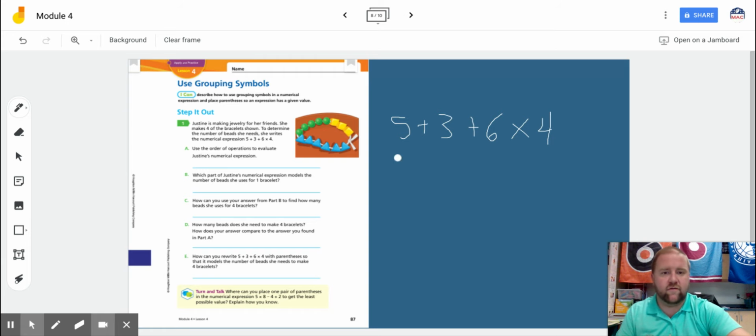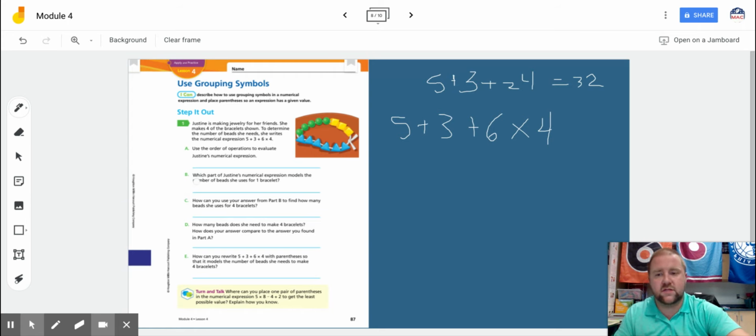If we were to solve this problem as it was written using our order of operations, we would first have to do 6 times 4, which would give me 24. So that would leave me with 5 plus 3 plus 24. Then I can just add straight across, and that would give me 32. I'm going to tell you 32 is not the correct answer for this problem. So just be aware of that as we're going on.